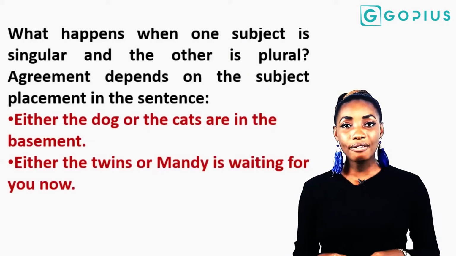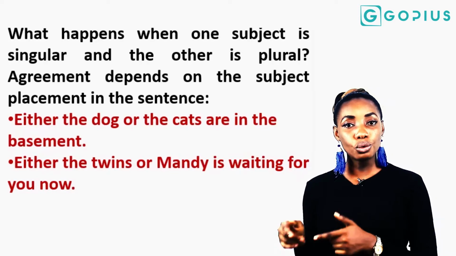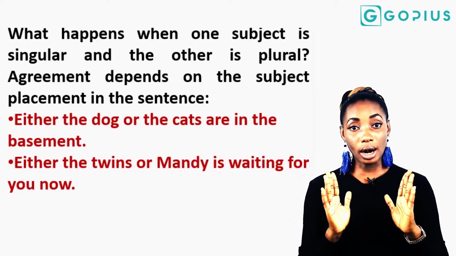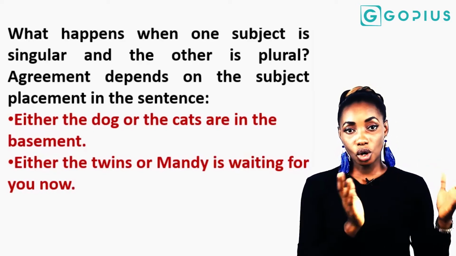The next example we have is either the twins or Mandy is waiting for you now. The twins, plural, took the first position of the subject. Or Mandy. Mandy is just one person, that is singular. So what form does the verb take? It takes the singular form, and that is, Mandy is waiting for you now. This only applies to either or, neither nor.